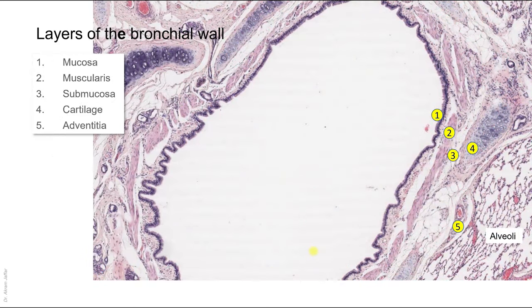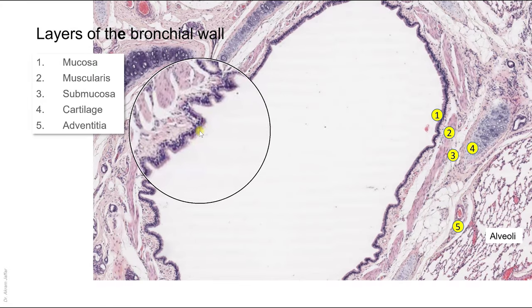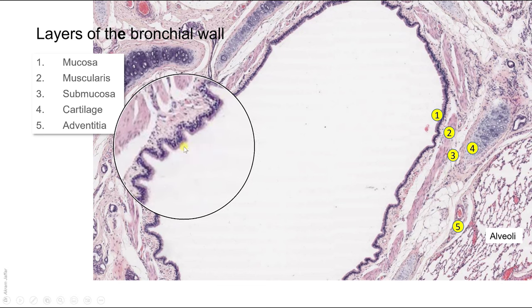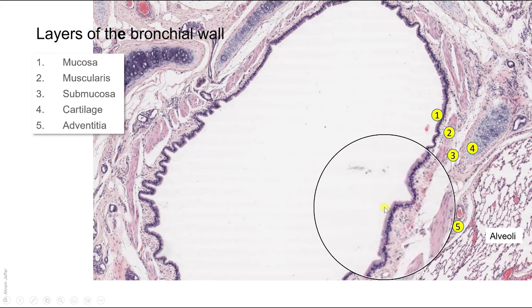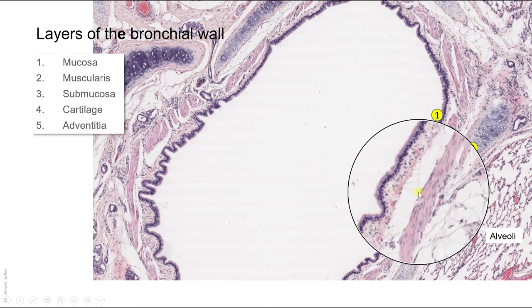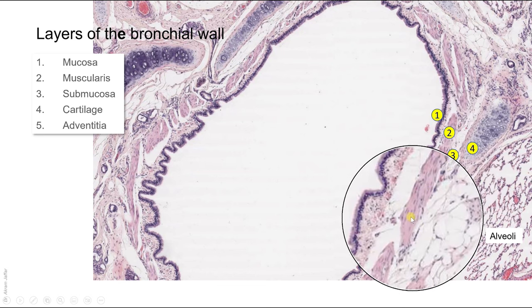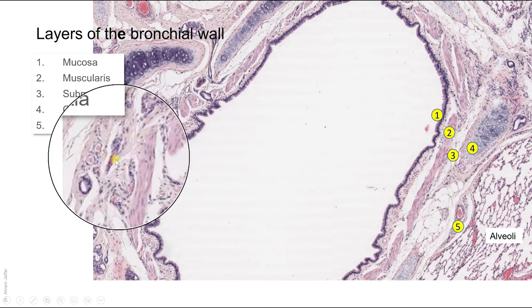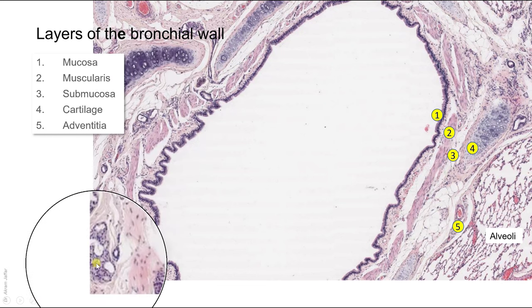This is another section showing you the layers of the bronchial wall. Again, it is inside the lung. Look at the epithelium, pseudostratified columnar, ciliated. You can still see evidence of the cilia here, lying on a lamina propria. And then we have the muscularis. Look at the muscularis layer. And then more superficially, this is the submucosa and the glands, the serromucous glands. You can see them here as well.